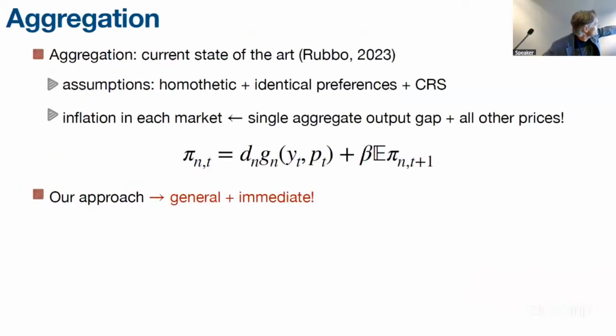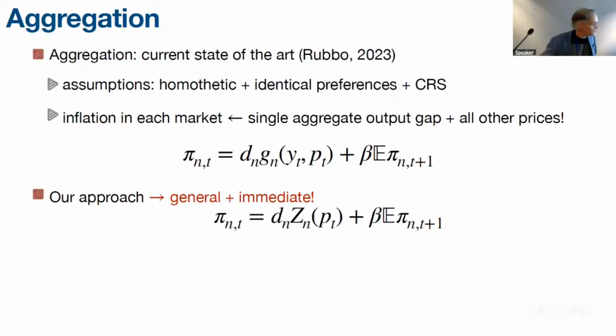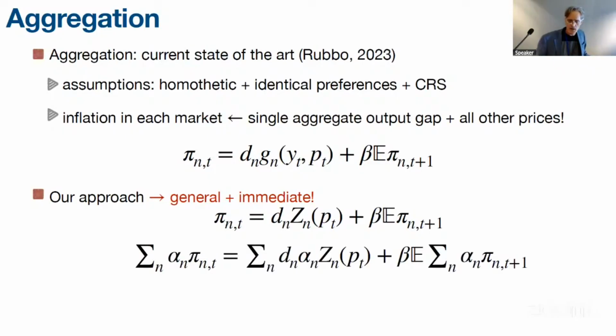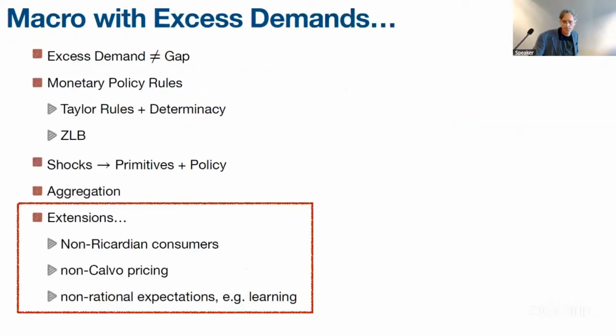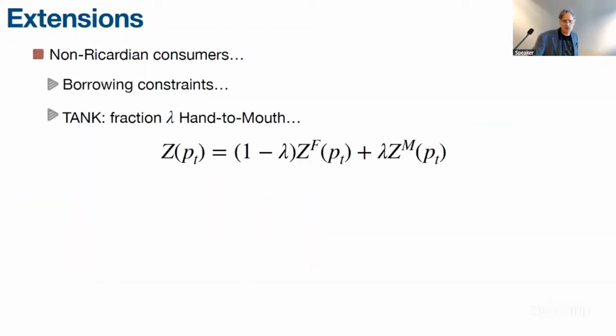But let me just mention this. If you do aggregation, I mentioned already Rubo's paper because I think it's a fantastic paper. It shows you need this single scalar output gap and all the other prices. Or you can drop one of them, because only relative prices matter. And then the whole paper is about that struggle. But what we show here is, look, aggregation is immediate. If you teach it like this, just add it up with your preferred CPI, and you will get an aggregate Phillips curve for that definition of what excess demand is. It's a weighted average of the excess demands.